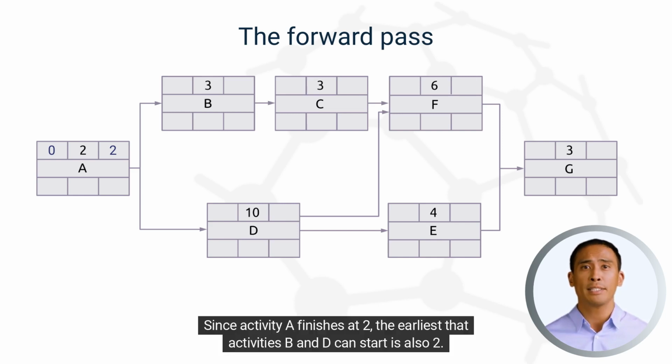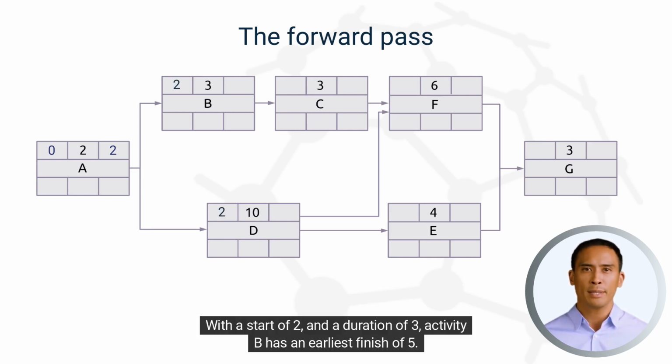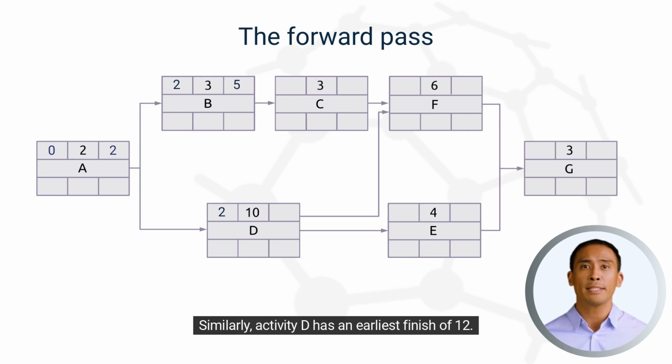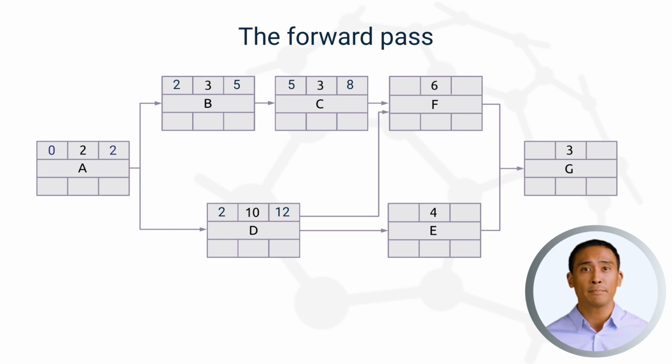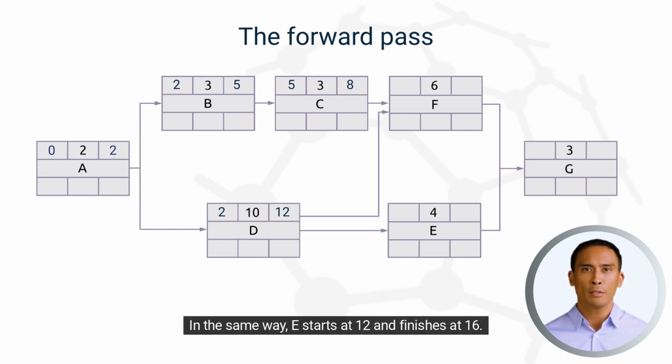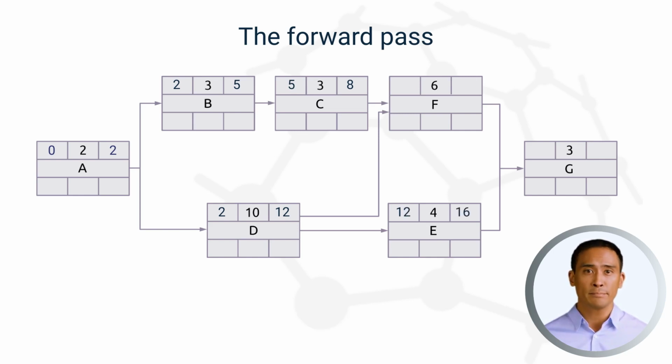Since activity A finishes at 2, the earliest that activities B and D can start is also 2. With a start of 2 and a duration of 3, activity B has an earliest finish of 5. Similarly, activity D has an earliest finish of 12. C can start as soon as B is finished, so it starts at 5 and finishes at 5 plus the duration of 3, or 8. In the same way, E starts at 12 and finishes at 16.